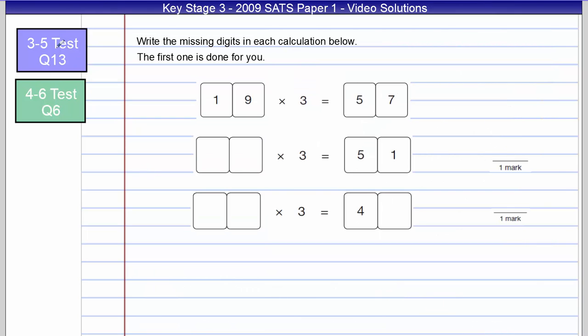Question 13 on the 3 to 5 test, or question 6 on the 4 to 6 test. Write the missing digits in each calculation below. The first one is done for you. So they've done 19 times 3 is 57. We want something times 3 is 51.